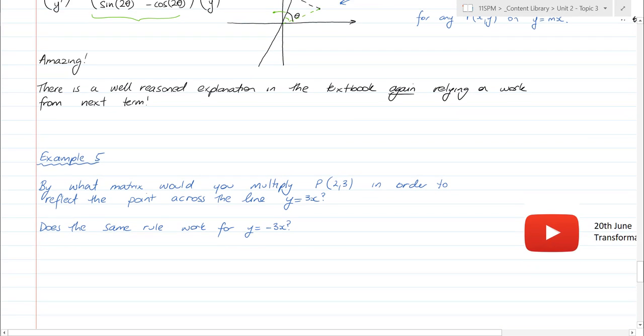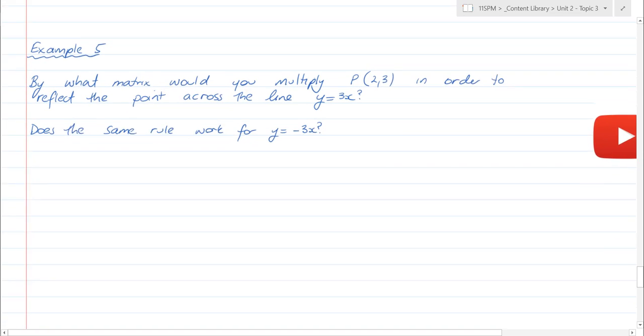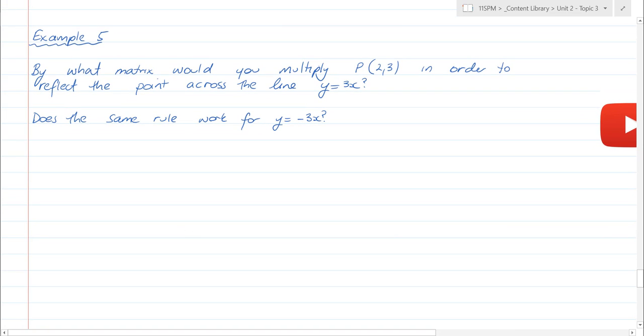Okay. So my question now is, by what matrix would you multiply point 2, 3 in order to reflect the point across the line y equals 3x? Is it the same rule for y equals negative 3x? And also we might just confirm that it works as well. And to confirm that it works, the first thing I might do is sketch that point.